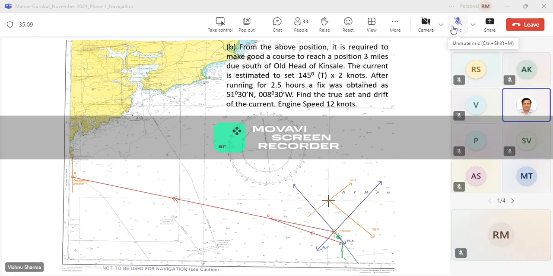Okay. Now, guys, he says after 2.5 hours, a fix was obtained. So the coordinates of the fix after 2.5 hours of steaming are given. The current that you have counteracted is the estimated current. He says find the true set and drift.